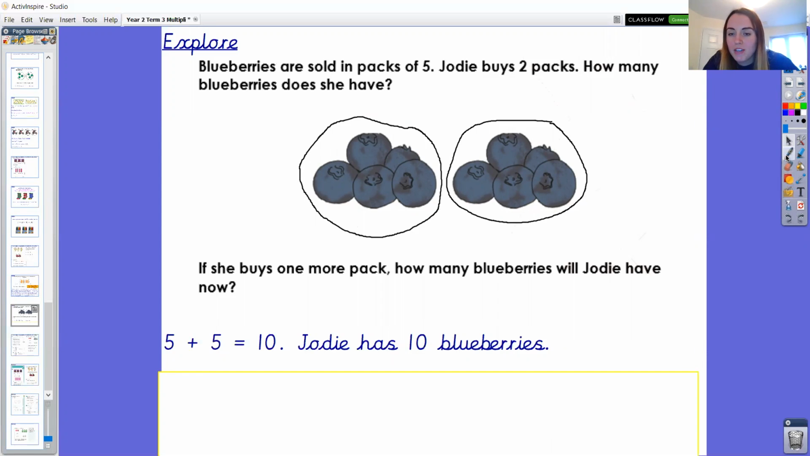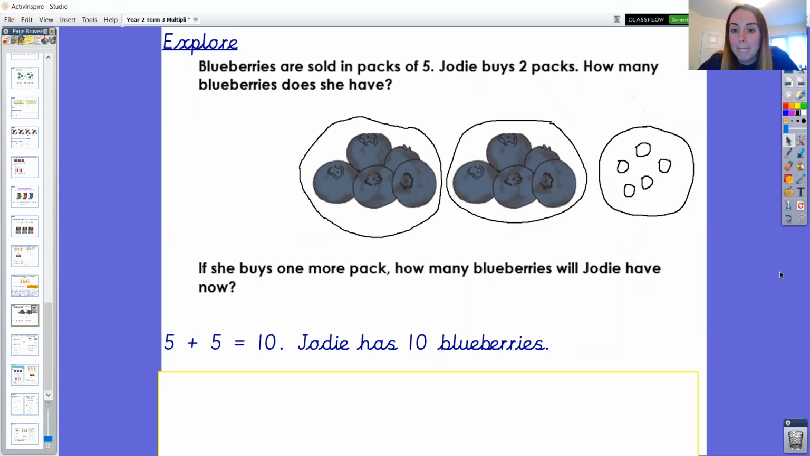I'm going to draw a picture of the blueberries so that we can see what it will look like. So 1, 2, 3, 4, 5 blueberries. And I'm going to draw a group around the pack of blueberries. Brilliant. Okay, so how many equal groups are there now?